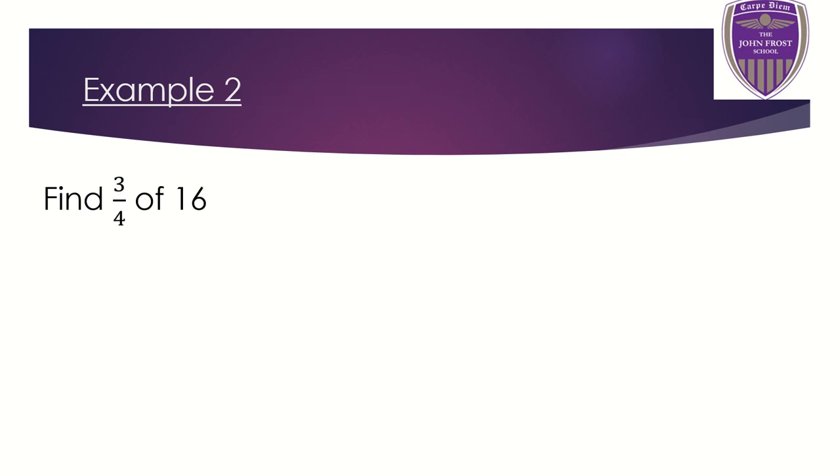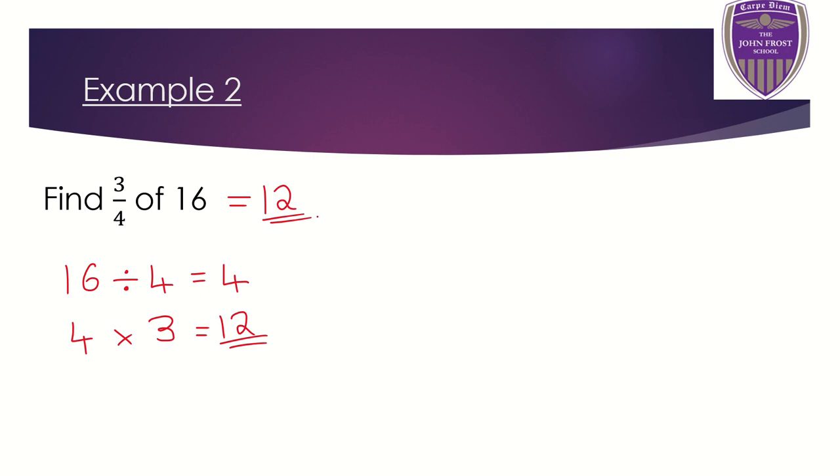So here we are at example 2. We're going to find 3/4 of 16. So if you remember, there's only 2 steps. We're going to start with the number 16. We are going to divide by the bottom number, which in this case is 4, which gives us an answer of 4. We then take our answer and multiply it by the top number. 4 times 3 is 12. And that is our answer to the question. 3/4 of 16 is 12. Let's have a look at our next example then.